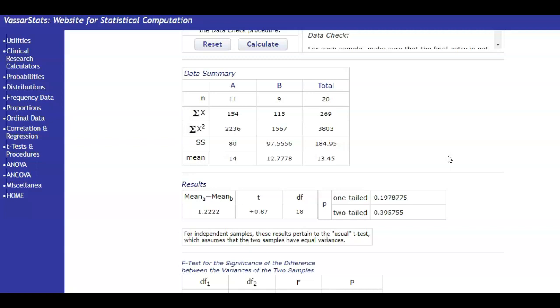So a data table is so easy to do because these are the only numbers that you are going to need to report here. Let me show you which ones. N, I want to report that. I had 9 females and 11 males. I want to report the mean for each group. 14 for males, and 12.7778 for females. That's hard to say, by the way. So that is something I want to put in a data table.